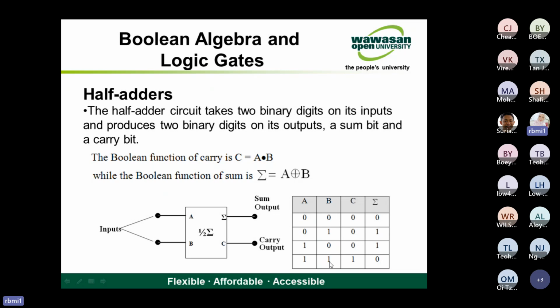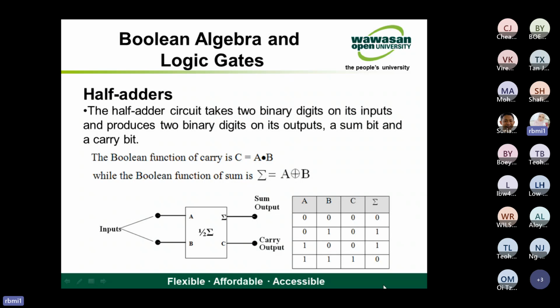The C output is clearly an AND function of the inputs, meaning we use an AND function here, or C equals A dot B. Then we get this condition. We can observe that the summation output is clearly an exclusive OR function of the inputs A and B. When the inputs A and B are the same, it is 0. When the inputs are different, it is equal to 1. So this is an exclusive OR function.